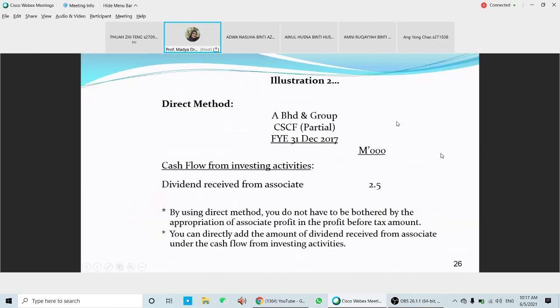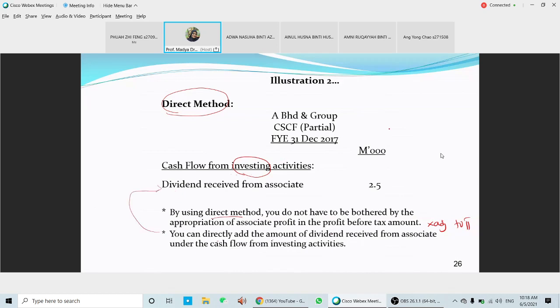Okay, proceed with the next one, the direct method. For the direct method here, we don't need to show the operating part, because we only consider the investing, as there is no adjustment for profit. So we only report the investing activities. By using the direct method, you don't have to bother about the appropriation of associate profit in the profit before tax amount, because we don't make an adjustment to the profit. You can directly add the amount of dividend received from the associate under the cash flow from investing activity.